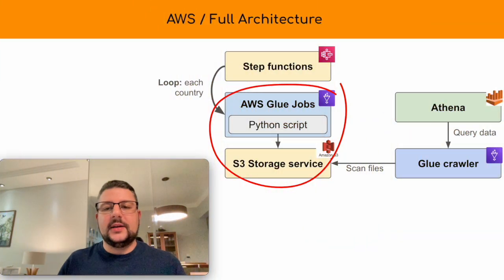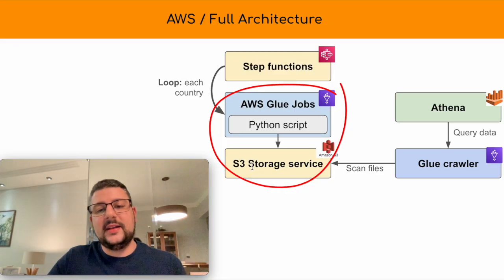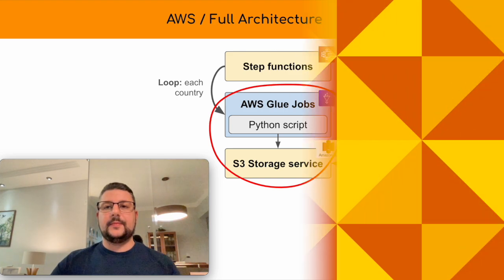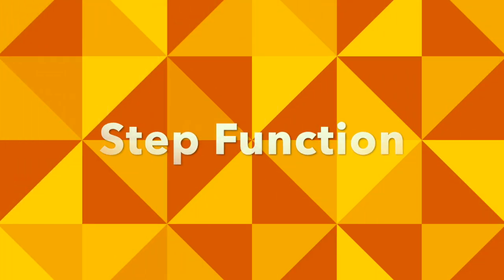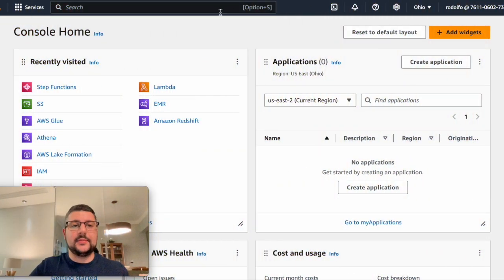Job setup. We have done this part in red. So we are going to use our Python script. We are saving the data in S3 storage. Now let's focus on the step function part. Now let's create our step function.